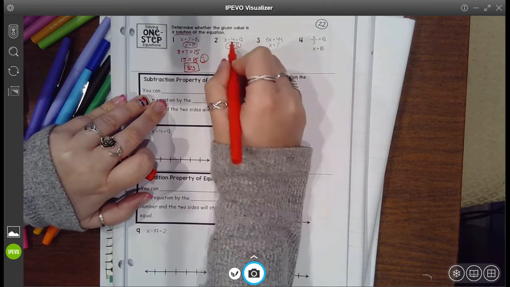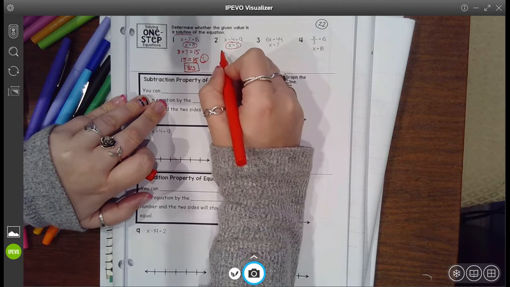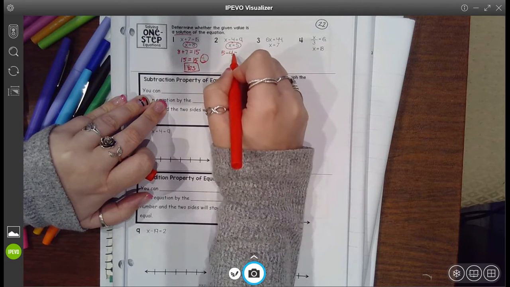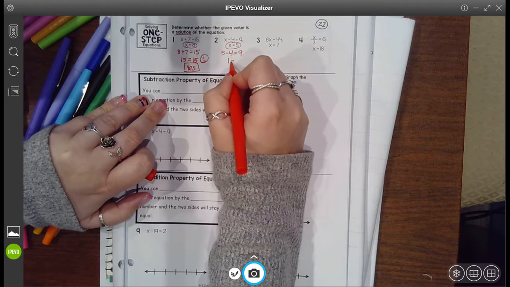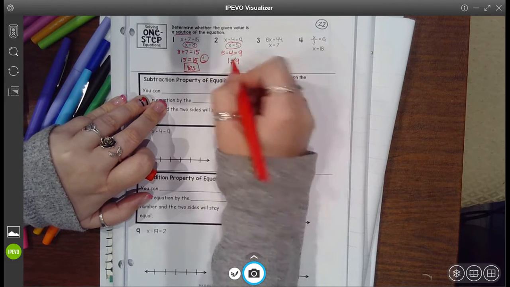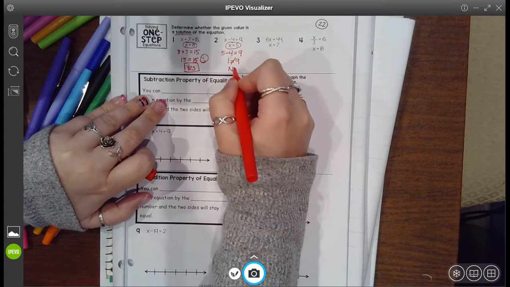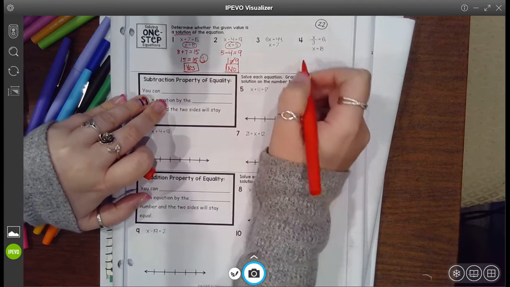Okay, substitute in what they think it is. It's 5 minus 4 equals 9 according to them. And 5 minus 4 is 1. Bring down your equals 9. That is not a true statement, so no. 5 was not the solution.